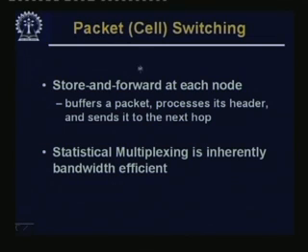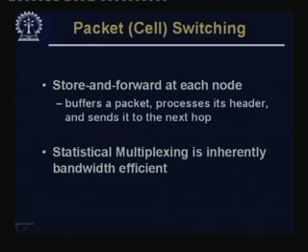Packet switching is usually done this way: store and forward at each node, which buffers a packet, processes its header and sends it to the next hop. This is how it is usually done in the electronic domain. We will look at the details later, but remember that when we are using circuit switching, the circuit is set up from end to end and then we can send whatever we like.